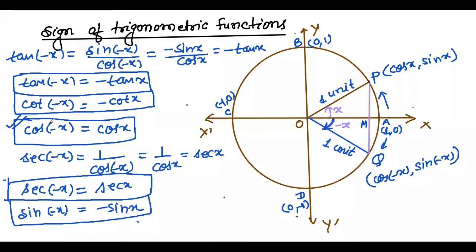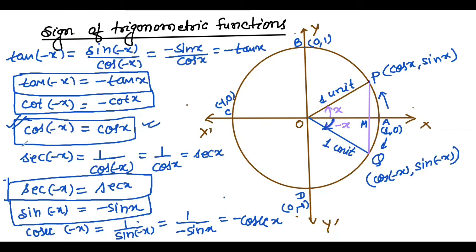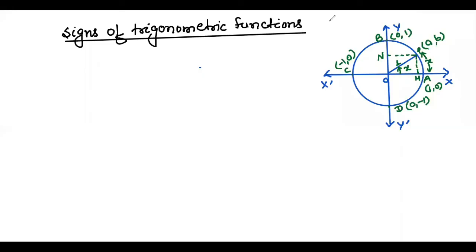Now we'll find out for cosec. Cosec of minus x, we can write it as 1 by sine of minus x. So it is here 1 by minus sine x, and we can write it as minus cosec x. So these are the signs of trigonometric functions. So very easy to remember. For cos and sec, for these two, we are getting positive, and rest we are getting negative signs of trigonometric functions.